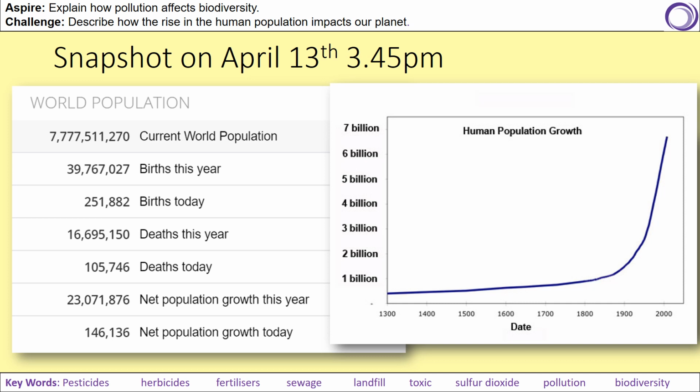Looking at the graph that we saw in the starter, we can easily see how the population as it stands today is getting closer to 8 billion and could keep on rising. But what challenges do we face as our population increases exponentially?